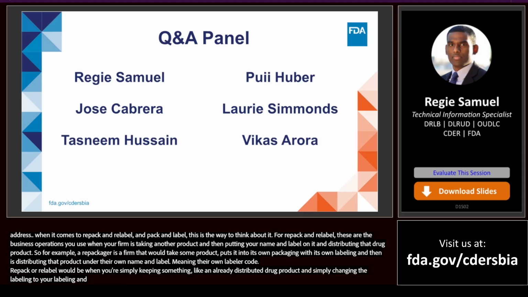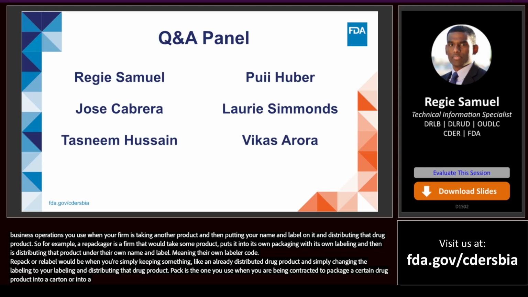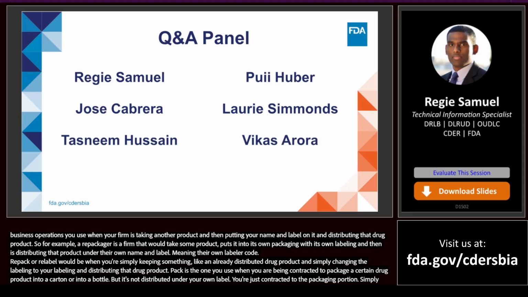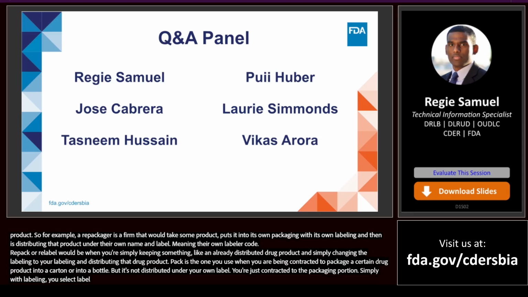Pack is the one you would use when you're being contracted to package a certain drug product into a carton or into a bottle, but it's not being distributed under your own name and label. You're being contracted to just do the packaging portion. Then you would select pack. Similarly for label, if you're not distributing the drug product under your own label, you're a contract labeler, you would select label for when you're simply putting another person's label on for them and returning it back to them.